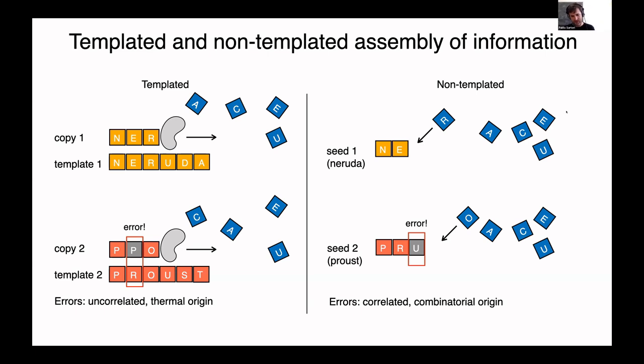And you will also have errors here, but in this case, you can expect the errors to exhibit stronger correlations, in the sense that if you make 5 mistakes in a row, you can expect that the next base that you add has very little information, since it will interact with the nearby bases, to know what is the correct component to add. And here the errors will be thermal errors as well, but there will also be of a different origin, more combinatorial, arising from the fact that some letters will appear many times. As for example, the letter R here appears in Neruda and Proust, so you don't know very well where to put it.